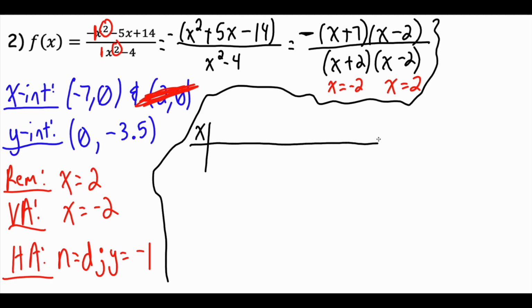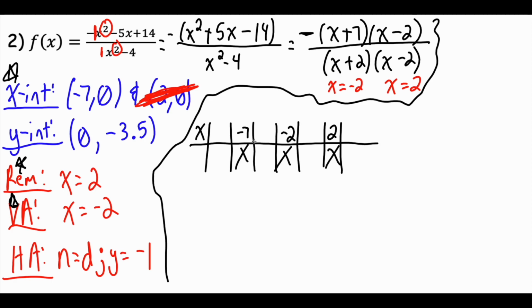I might erase some of that in a second, so we're going to leave a blank space. Smallest is -7. Remember, I'm using x-intercepts, removable, and vertical asymptotes. So I have -7, then I got a -2, and then I got a +2. And I'm just going to cross out these columns here. I don't need them for my graph.